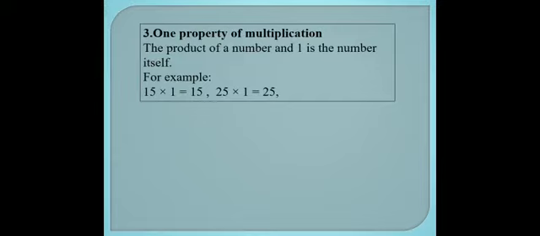This is the property of 1. It's a very simple property that if you multiply any number by 1, you get the number itself. Meaning 15 multiplied by 1 is equal to 15, or 25 multiplied by 1, the answer is 25. Even if you take any large number multiplied by 1, the answer remains the number itself. This is known as the one property of multiplication or unit property of multiplication.